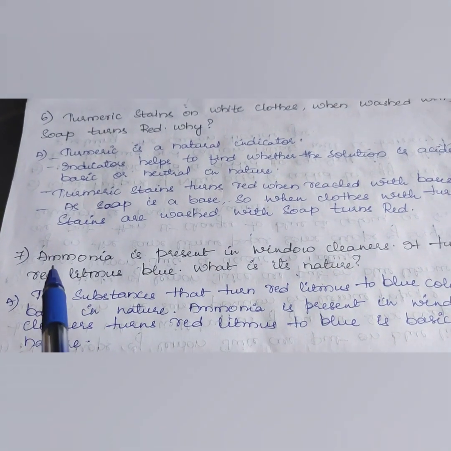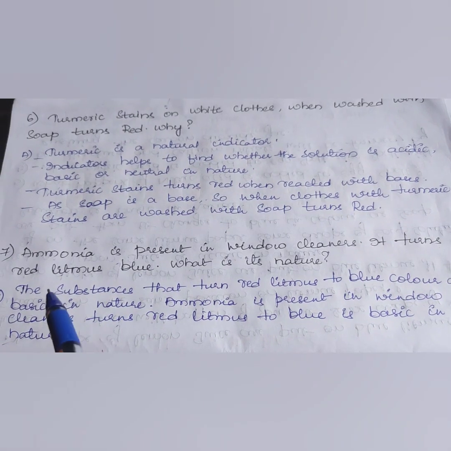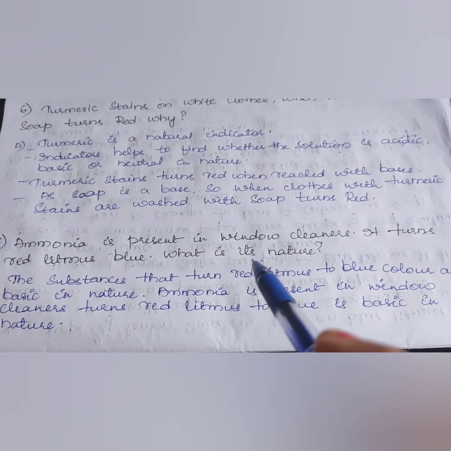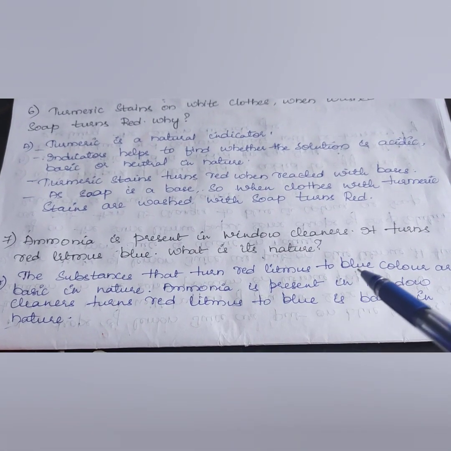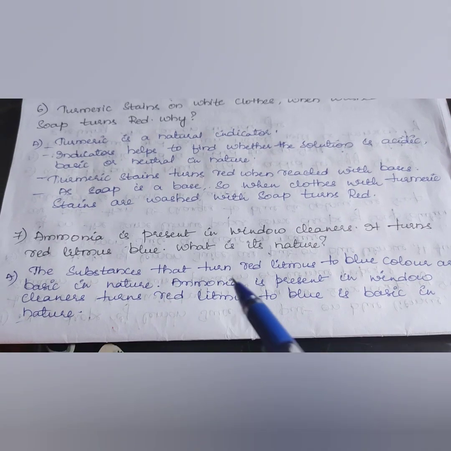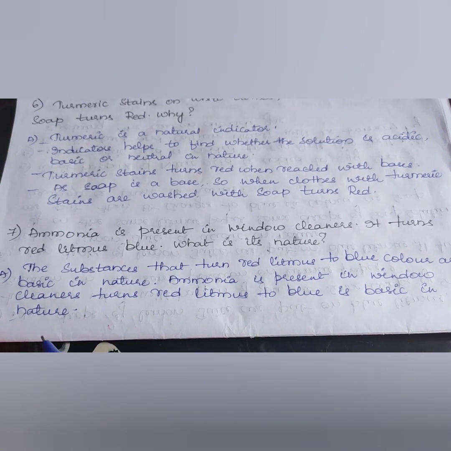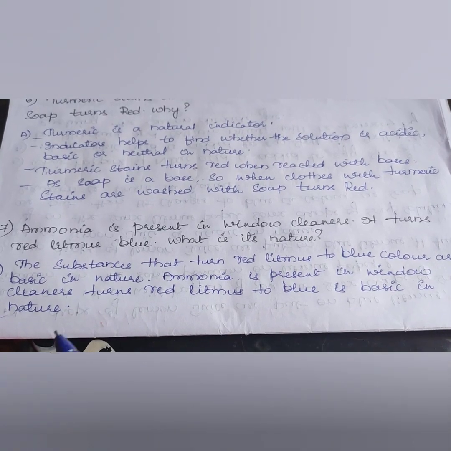Next, 7th question. Ammonia is present in window cleaners. It turns red litmus blue. What is its nature? The substances that turn red litmus to blue color are basic in nature. So here ammonia, present in window cleaners, turns red litmus to blue. So it is basic in nature.